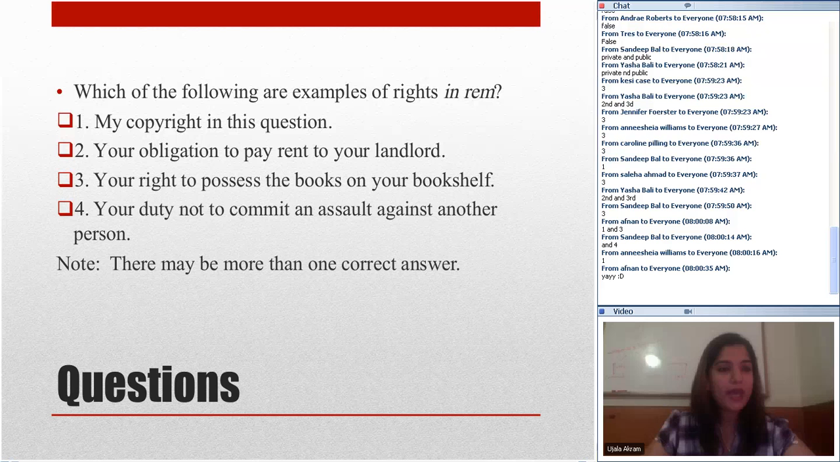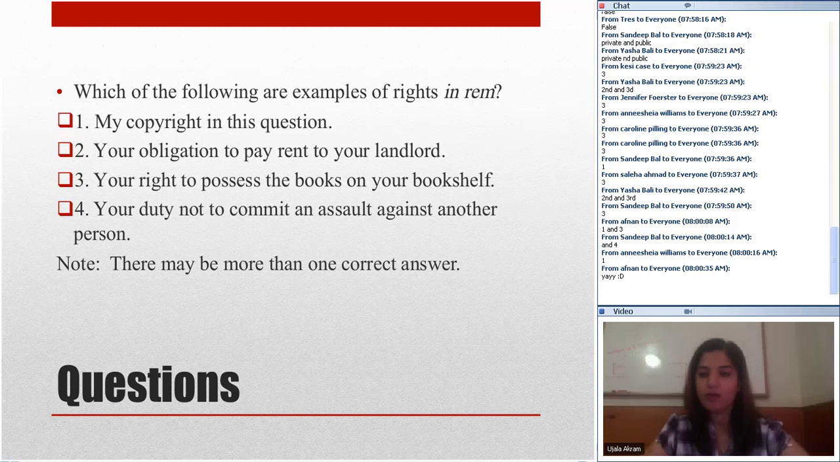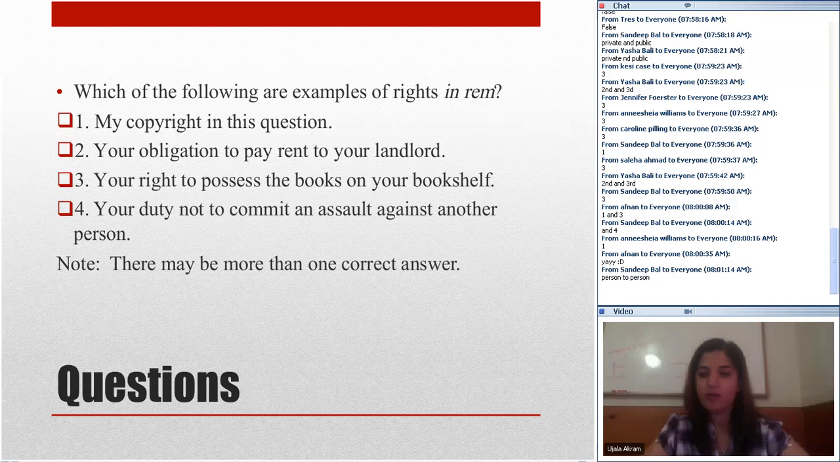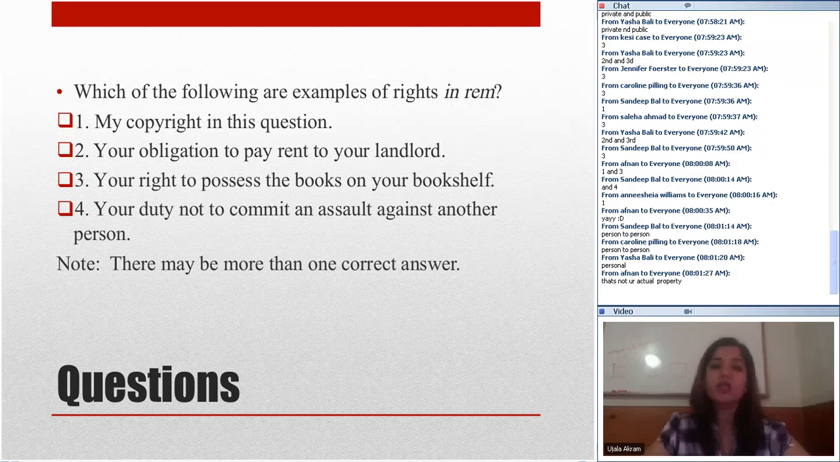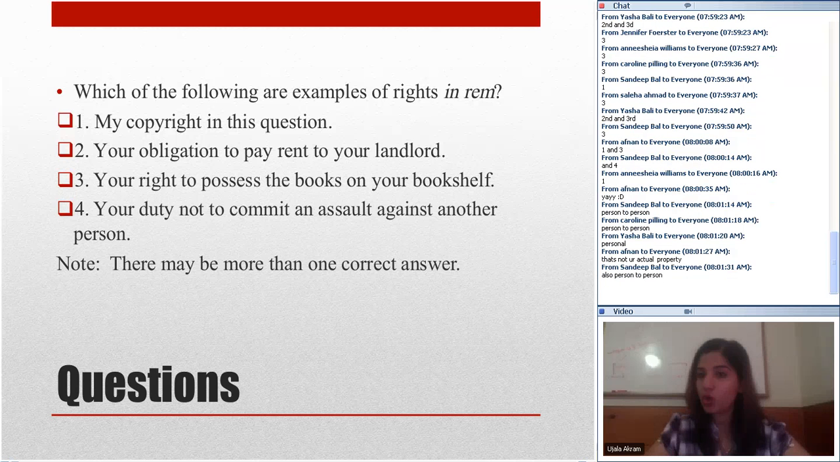So why is number 2 wrong? Your obligation to pay rent to your landlord. That is a personal obligation. Okay, there is no property right involved, right? Your duty not to commit an assault against another person. That is part of public law, it can be tort, it can come into criminal as well. Okay, wonderful. One more question.